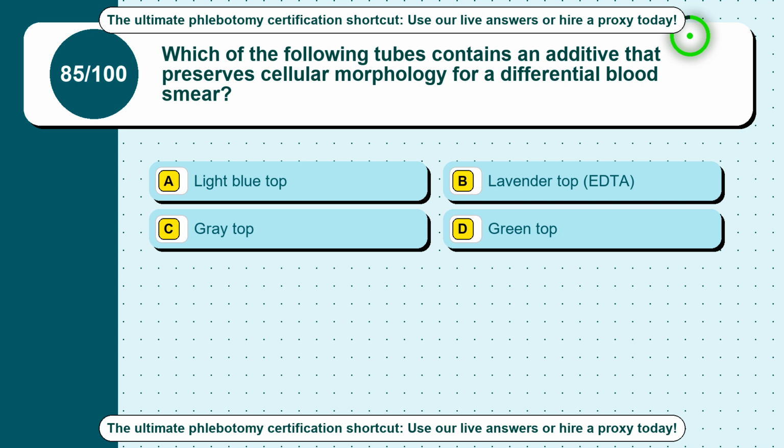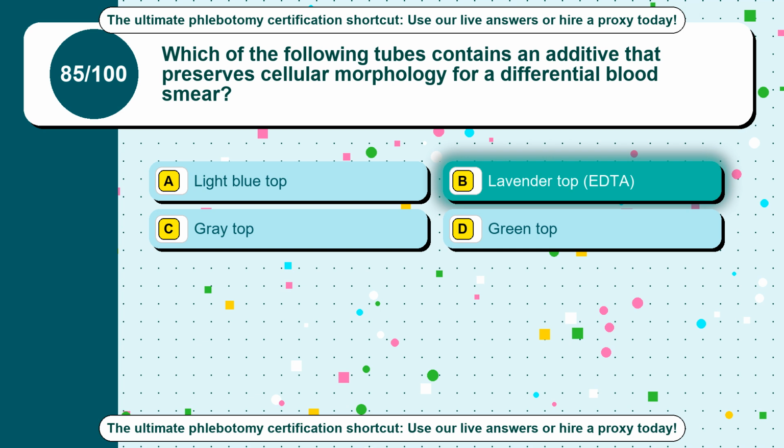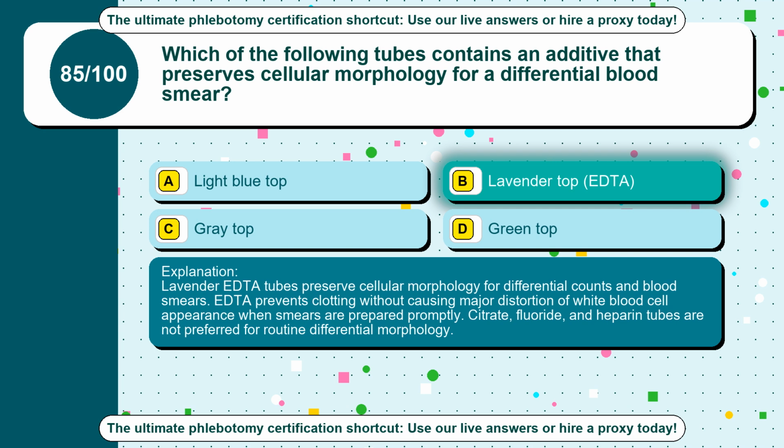Question 85. Which of the following tubes contains an additive that preserves cellular morphology for a differential blood smear? Option A, light blue top. Option B, lavender top, EDTA. Option C, gray top. Option D, green top. The correct answer is option B, lavender top, EDTA. Lavender EDTA tubes preserve cellular morphology for differential counts and blood smears.